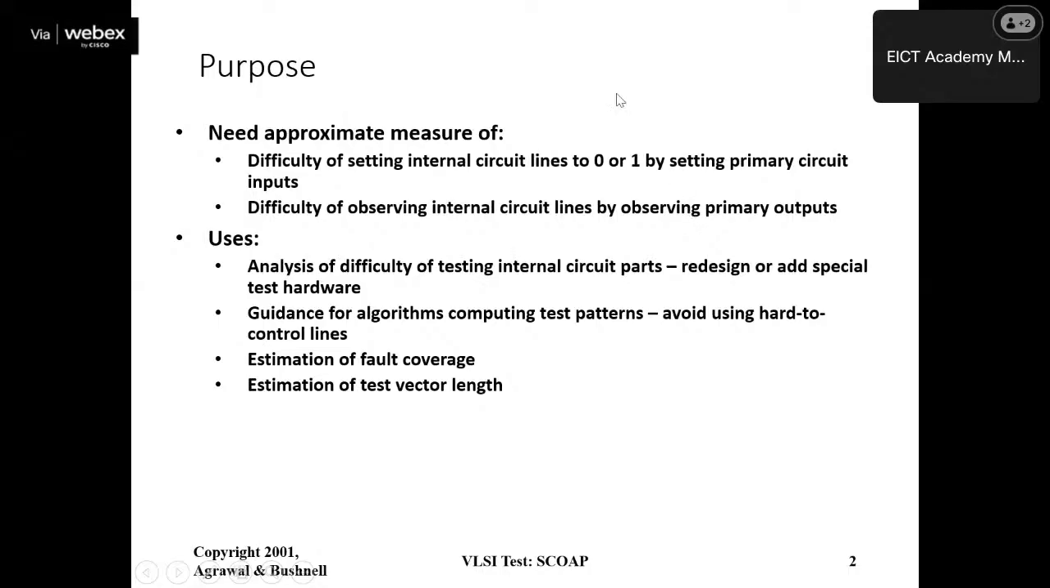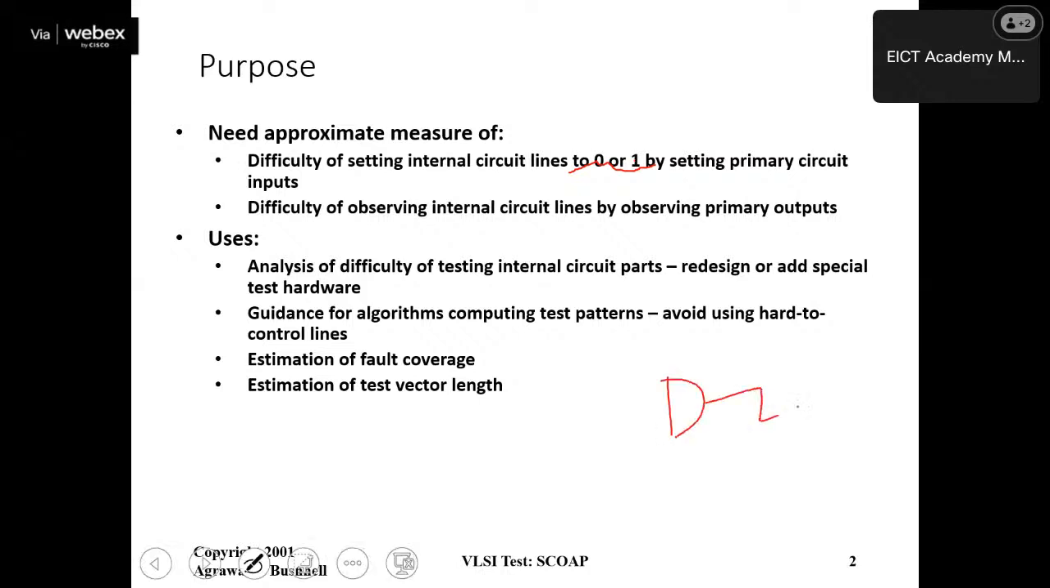So what is the purpose? There is a need of an approximate measure so that we can find out the difficulty of setting the internal node to 0 or 1. It means we want to push the internal node line to 0 or 1, but we have control only on the primary inputs.